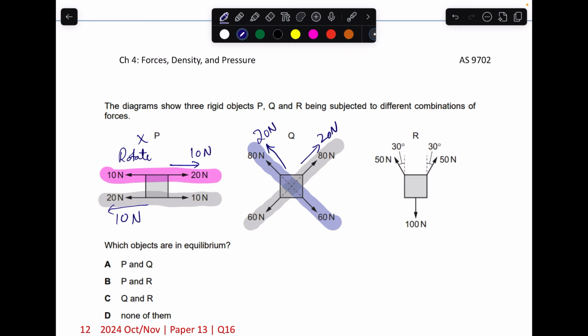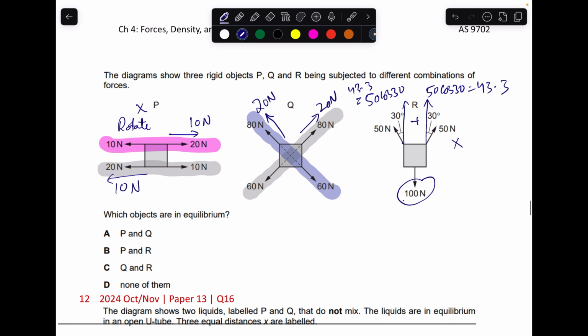Okay, so what about these? If this is 100, this will be 50 cos of 30. This will be 50 cos of 30. Okay, so they will be added, and if they are equal to 100, then they can be balanced. Let's check. 50 into cos of 30 will give you 43.3. This is also 43.3. So their addition will be 86 something, and this is 100. So this will not give you a resultant of zero. So this is also not in equilibrium. So it's option none of them.